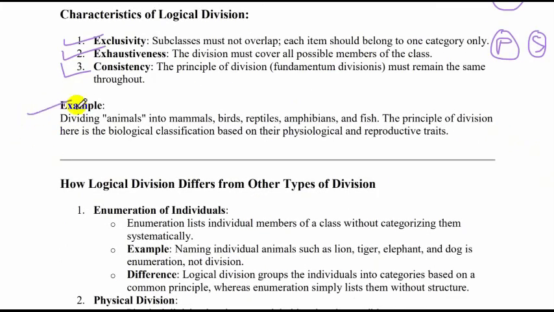We'll take an example: dividing animals into mammals, birds, reptiles, amphibians, fish. The principle of division here is the biological classification. We should know how we are classifying the term animal based on their physiological and reproductive traits.